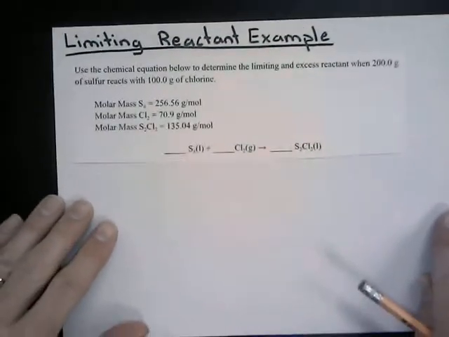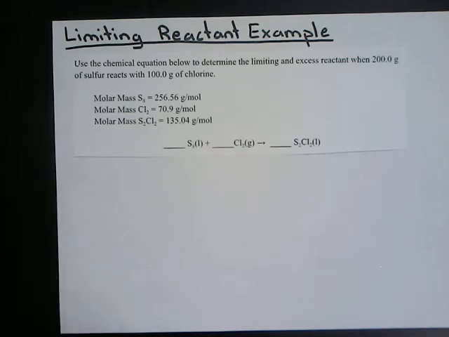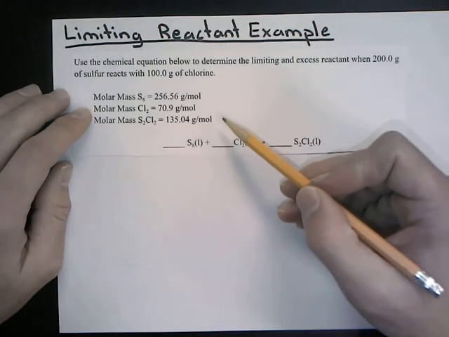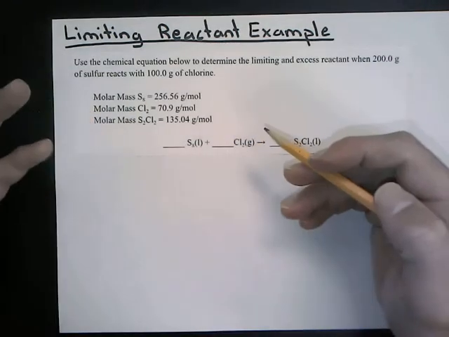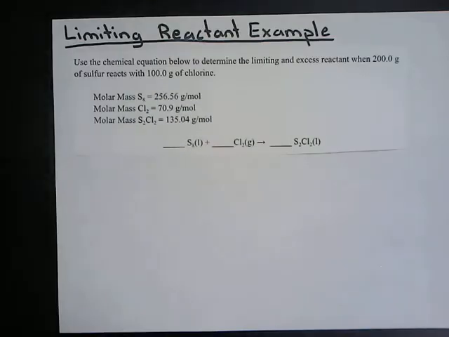Okay, so in our example problem here, it says use the chemical equation below to determine the limiting and excess reactant when 200.0 grams of sulfur reacts with 100.0 grams of chlorine. Now, I went ahead to help us out here and I provided the molar masses of each and every substance here. The first thing, again, whenever you get to a chemical equation, you need to make sure it's balanced, and if it's not, go ahead and balance it.